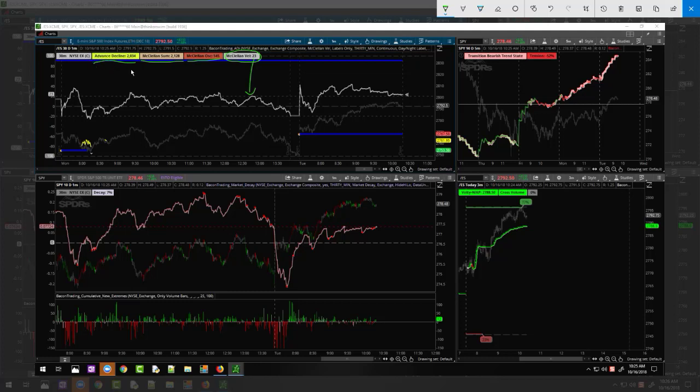If you want to watch some of these numbers, the McClellan summation and the oscillator tend to be on most platforms. The advanced decline, ADDC, is the one that I use. This is the composite advanced decline for the New York Stock Exchange. You can also use the one that's just the ADD, that's the primary exchange advanced decline.